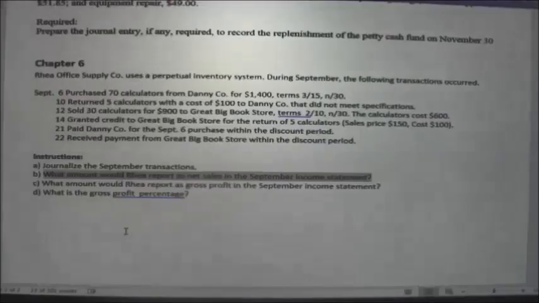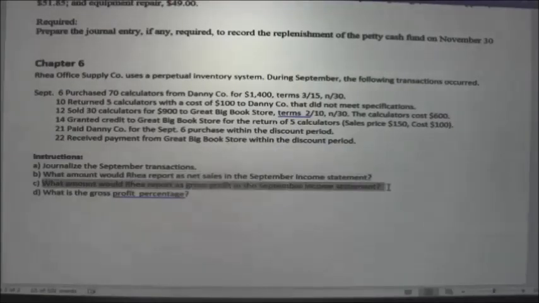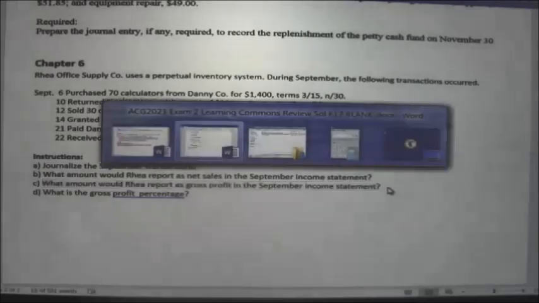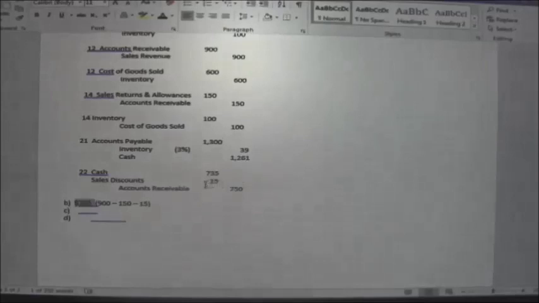Okay. What amount would RIA report as gross profit? What is gross profit? Net sales minus your cost of goods sold. Gross profit is the one where you take in cost of goods sold. Okay? So net sales, $735 minus cost of goods sold, which was $600. We reduced it by 100, so it's now $500, gives us $235.